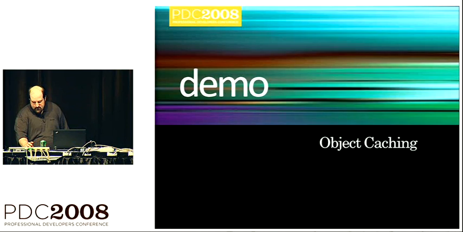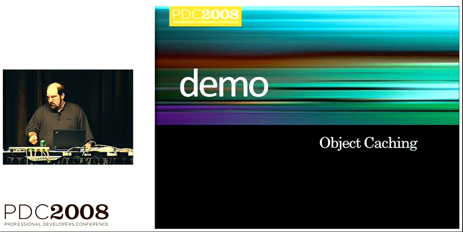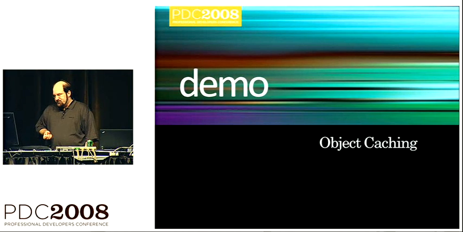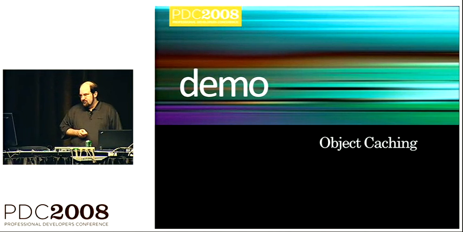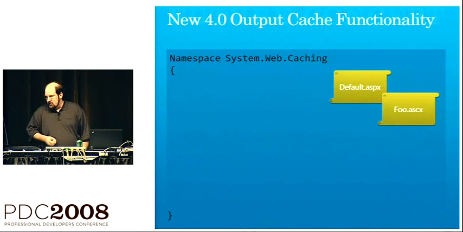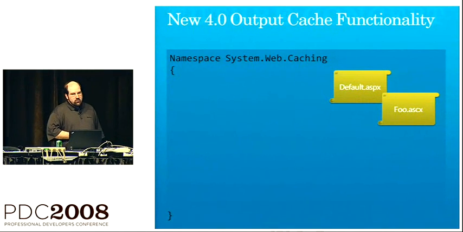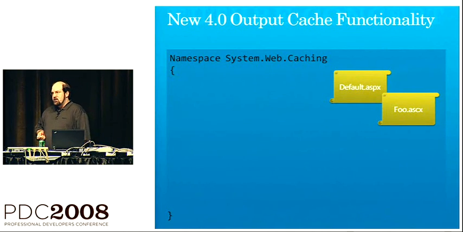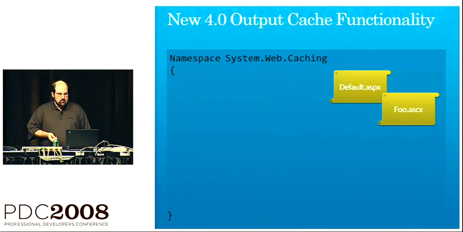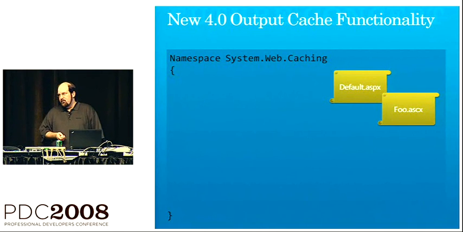Okay, I'll switch back over to the deck, and we'll talk a little bit more about some design concepts. Okay, forward. There we go. Okay, so I was talking about object caching. Let's switch gears a bit and talk about output caching and how that actually looks in the 4.0 framework.